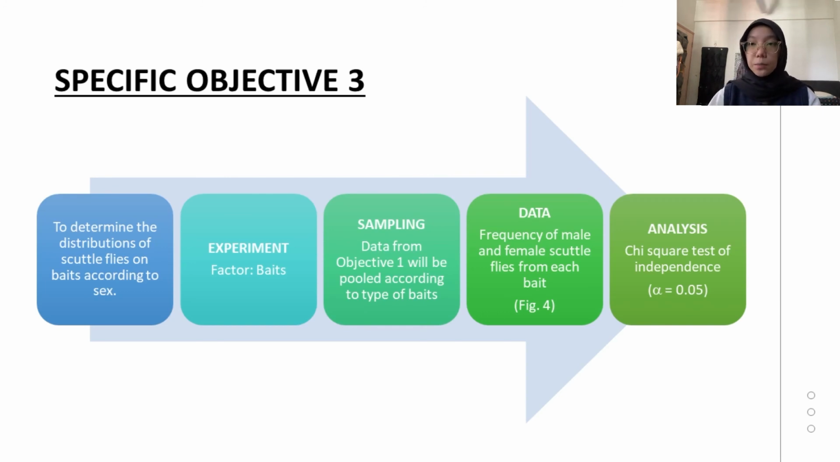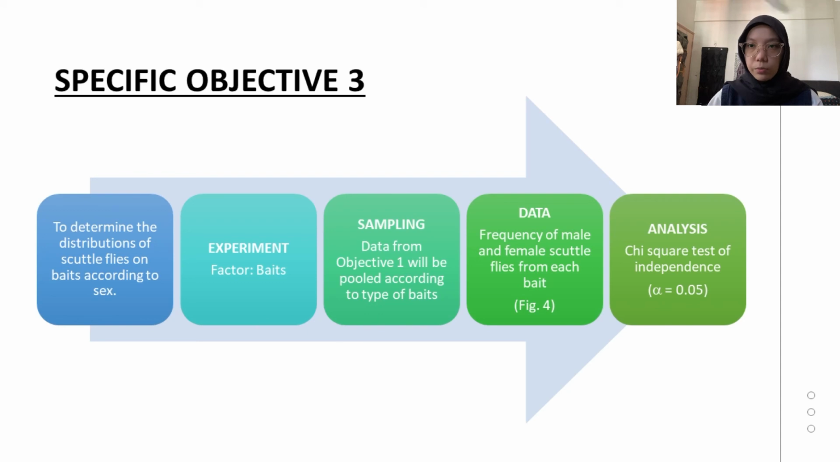As for the third specific objective, which is to determine the distributions of scuttleflies on baits according to sex, the experiment will be involving only one variable, which is baits. For sampling, the data from the first specific objective will be pulled according to type of baits. In data collection, the frequency of male and female scuttleflies collected from each bait will be recorded.